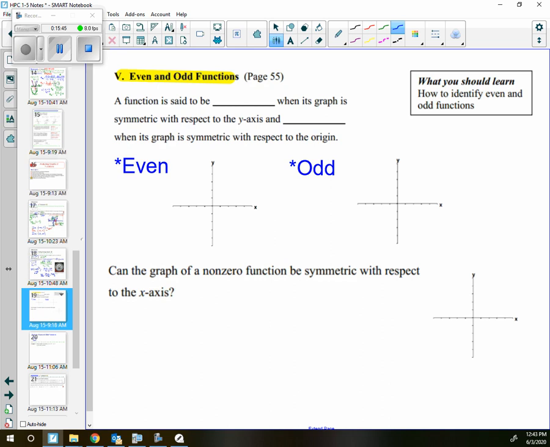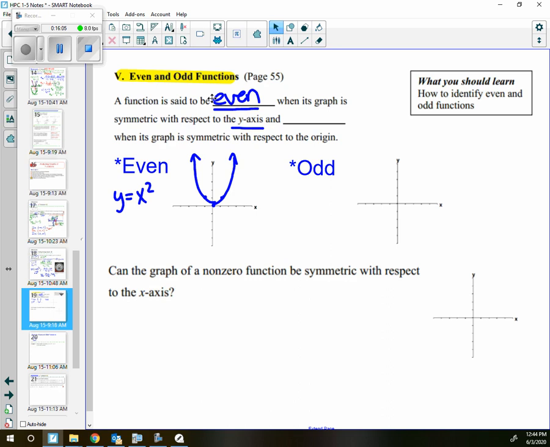So a function is said to be even when it has symmetry with respect to the y-axis. So even functions have y-axis symmetry. A classic example of y-axis symmetry is a parabola, y equals x squared. When we think about a parabola, it's the same on one side of the y-axis as it is on the other. In other words, you can fold it over the y-axis, and it's going to be the same on one side as it is on the other.